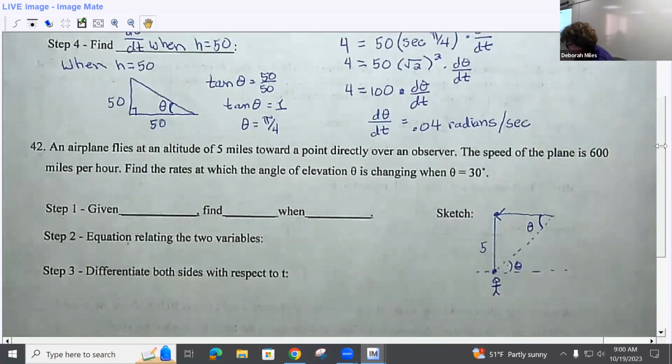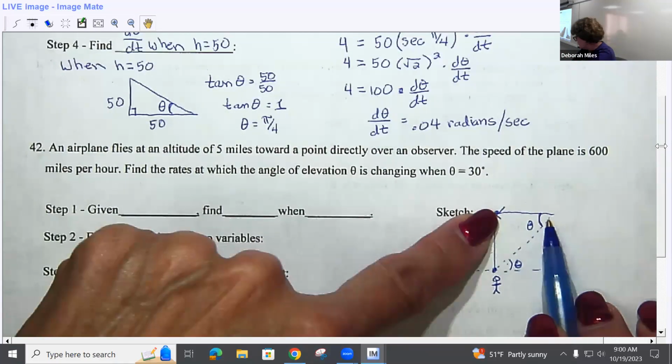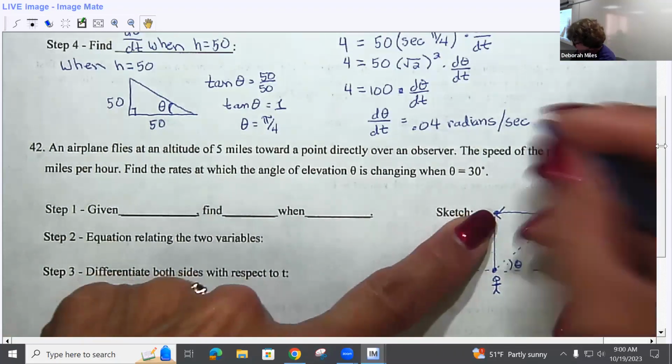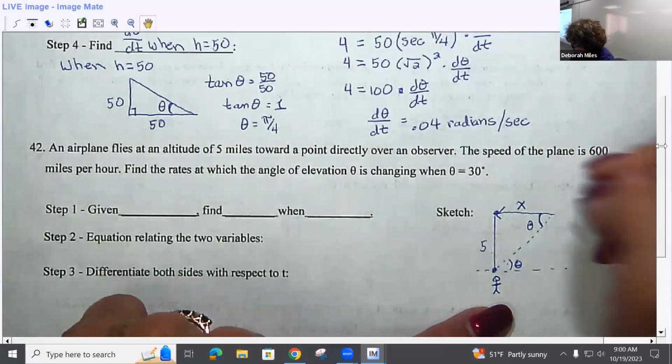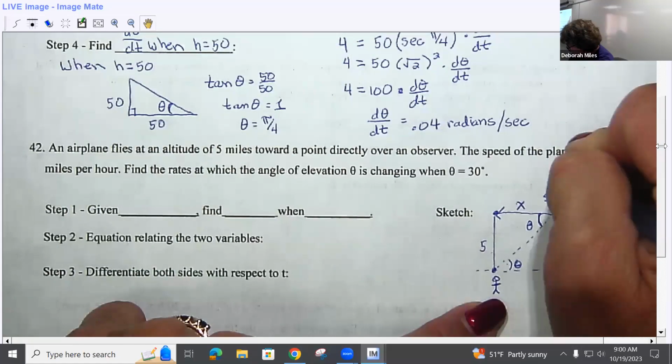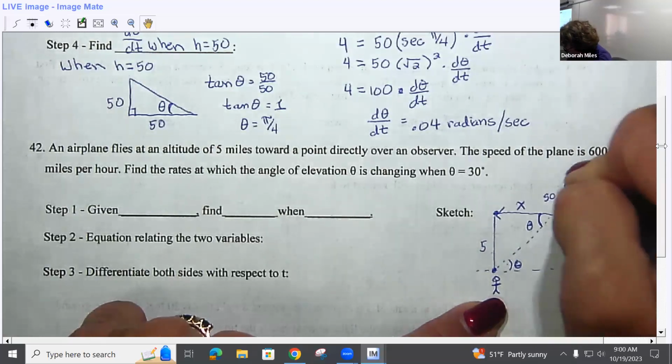What does this variable need to represent? Speed of the plane, we said. Okay, I have a 600 that I don't have a variable for. It's the speed of the plane. What's the distance from the altitude of it, or that above the person, the distance that the plane has traveled? Yeah. So it's this horizontal distance, x. And I'll just make a note here. So dx over dt is the speed of the plane.